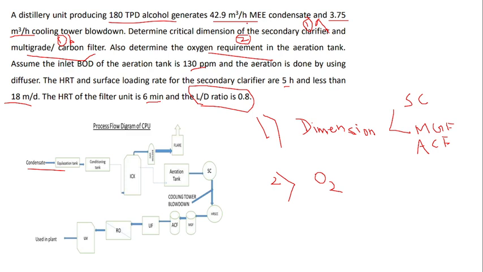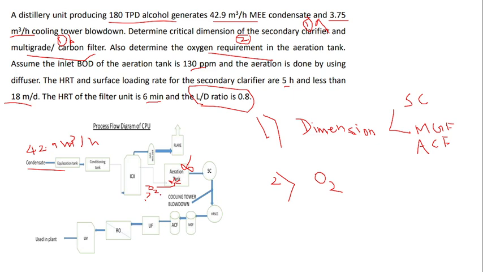The flow rate of the MEE condensate, which is multiple effect evaporator, is 42.9 meter cube per hour. So the first stream flow rate is given as 42.9 meter cube per hour. And it is going to the equalization tank, conditioning tank, and then anaerobic digestion is happening, and biogas is produced here. Then it is coming to the aeration tank. In this aeration tank, we are using the diffuser and sparging the air here. So how much amount of O2 is required? This we need to calculate.